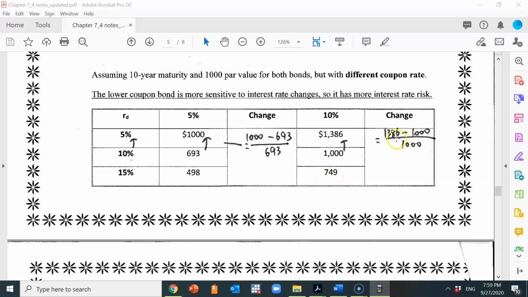And again, we can calculate the percentage change using the price after change, 1,386, minus the original price 1,000, divided by 1,000. We can compare the changes, and we find that the lower coupon bond, the 5% coupon bond, actually has a bigger change. So the 5% coupon bond is more sensitive to interest rate change and has a higher price risk or interest rate risk.